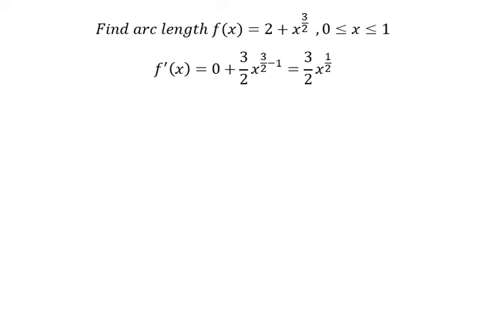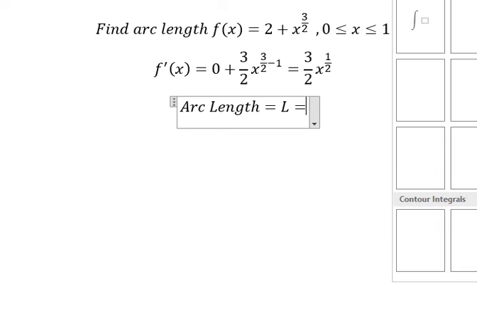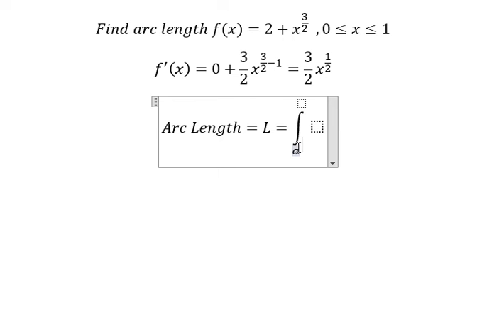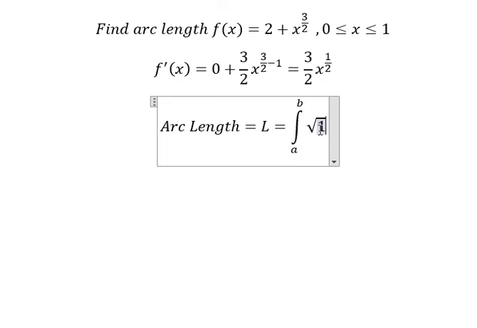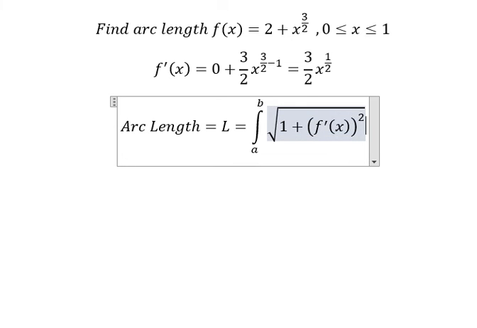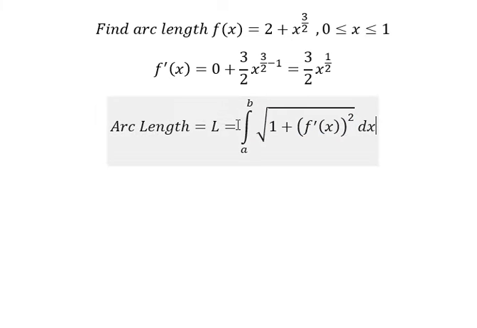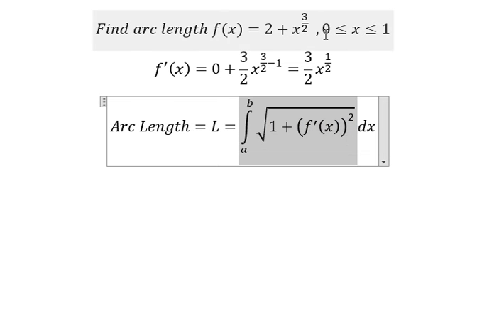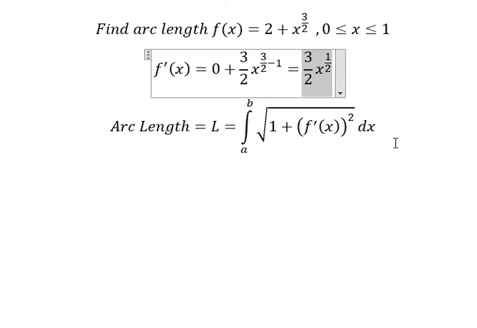Now we can apply the formula of the arc length. That's L equals the integration from a to b of the square root of 1 plus the first derivative of the function to the power of 2, dx. Now a is 0, b is 1, and the first derivative of the function is this one.